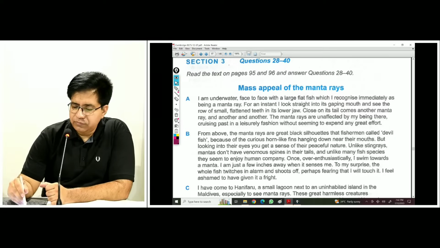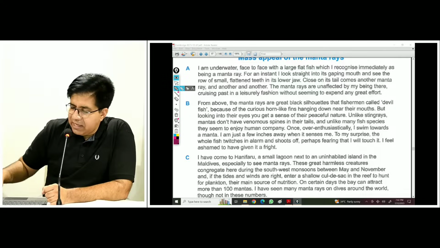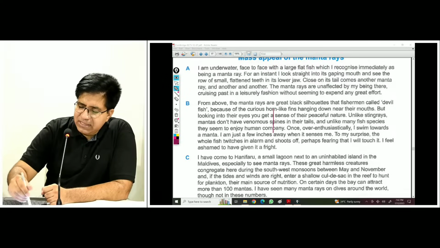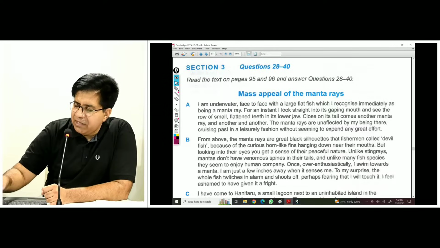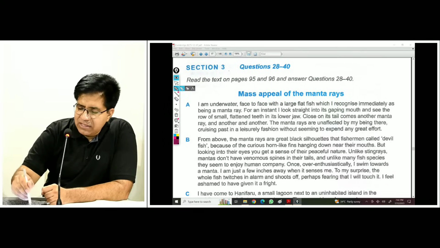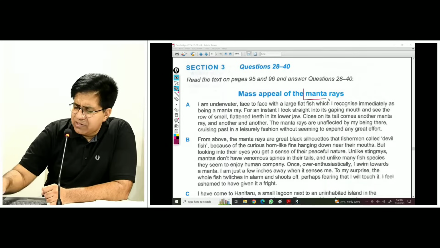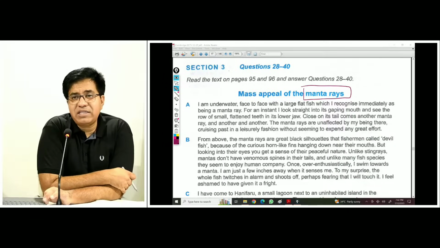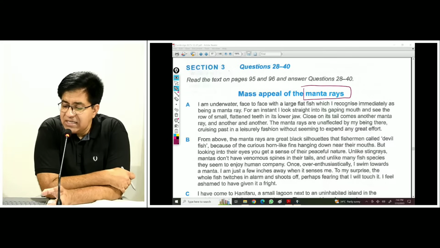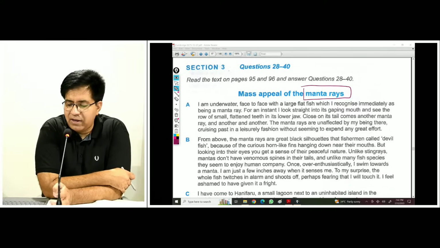Now let's take a look. We've got the title of the passage. What's the title? Yeah, the title is Mass Appeal of the Manta Rays. Now you don't understand Manta Rays. You understand Mass Appeal, but you don't understand Manta Rays. In this case, it's a good idea to read so that you find what is Manta Ray.